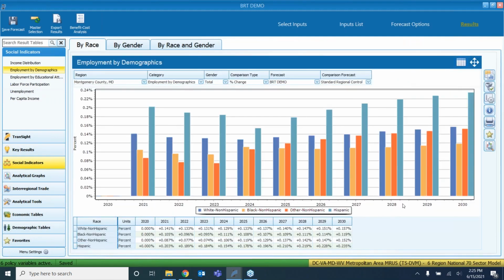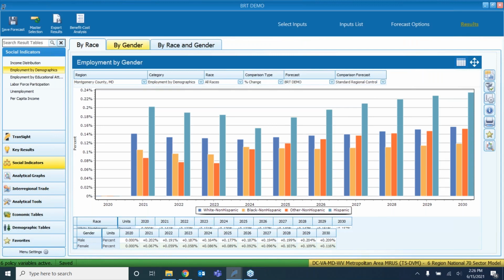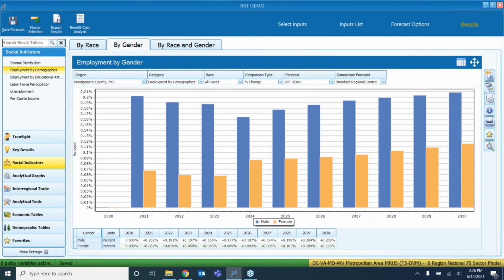So back to this graph, we can see the Hispanic group really seeing that gain in employment, as well as other non-Hispanic and Black non-Hispanic and white non-Hispanic, but the greatest increase here is for the Hispanic group. Looking by gender, we can see that the greatest gains in employment are for male populations rather than female populations, although there are increases in both of those groups.